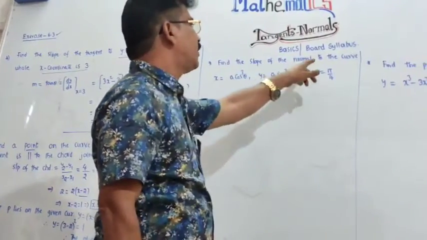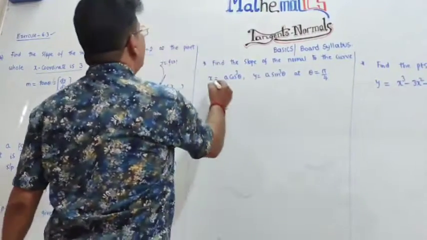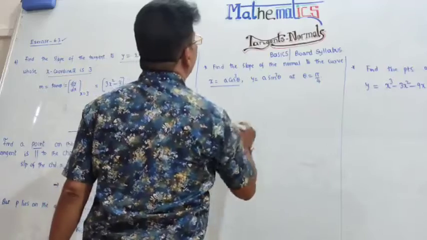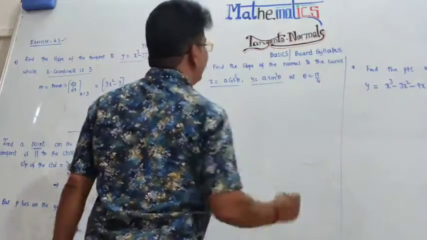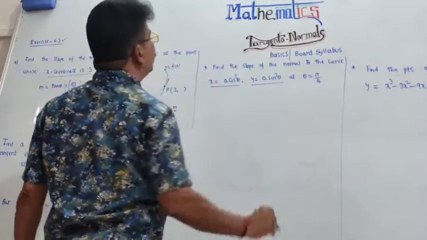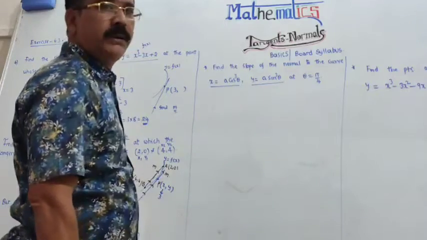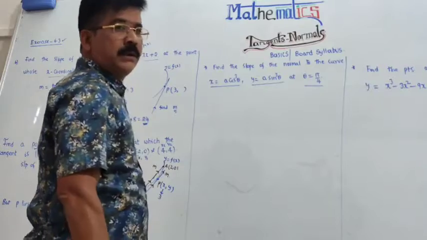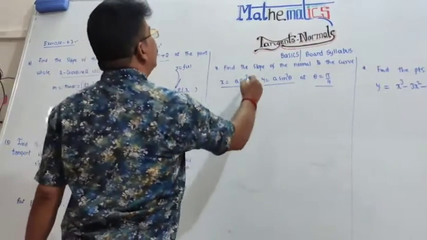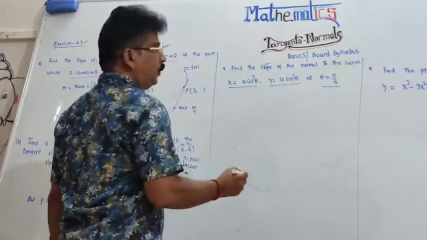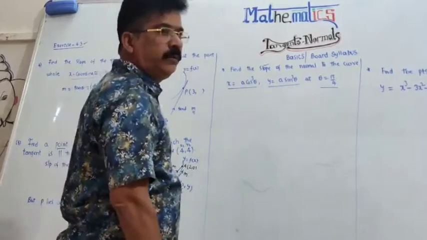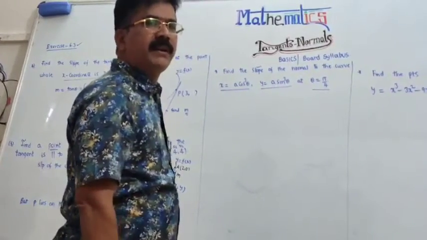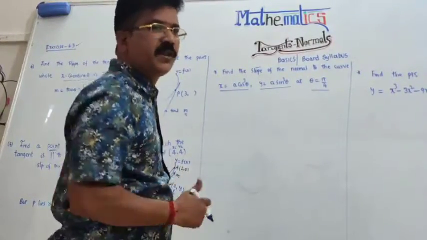Find the slope of the normal to the curve x equal to a cos cubed theta and y equal to a sin cubed theta at theta is equal to pi by 4. This is the question. It is about only finding the slope. So already we did know how to differentiate parametric equations in the differentiation topic.